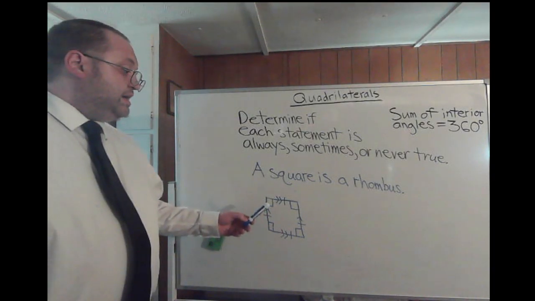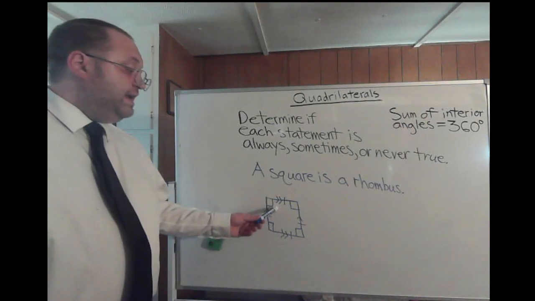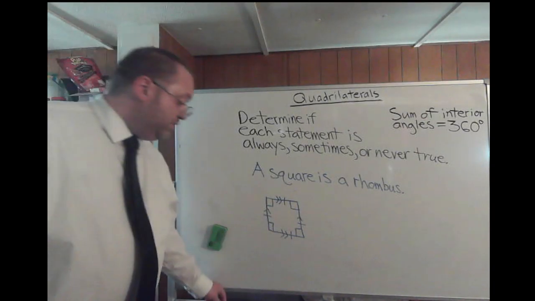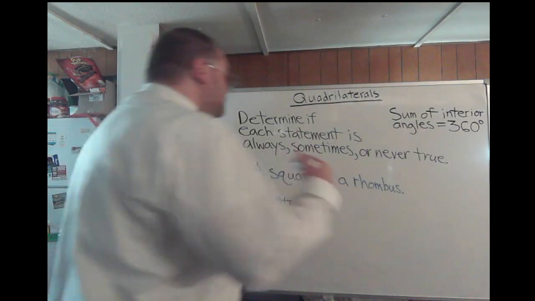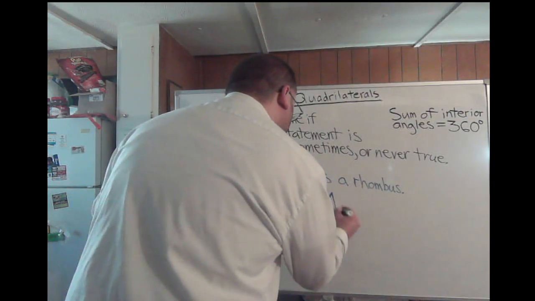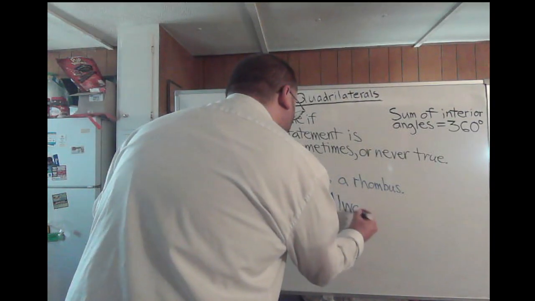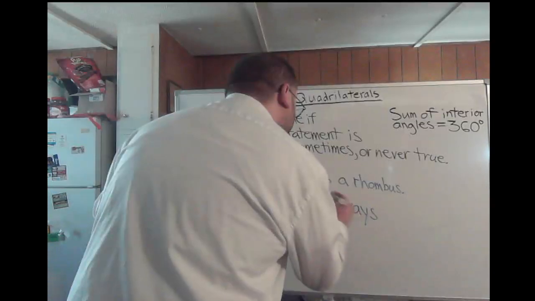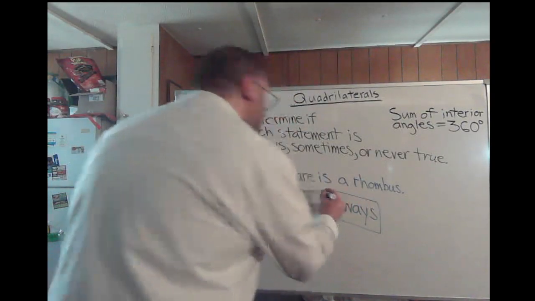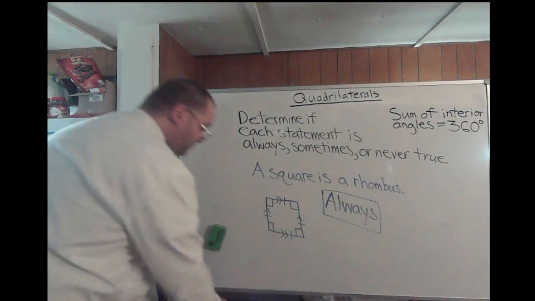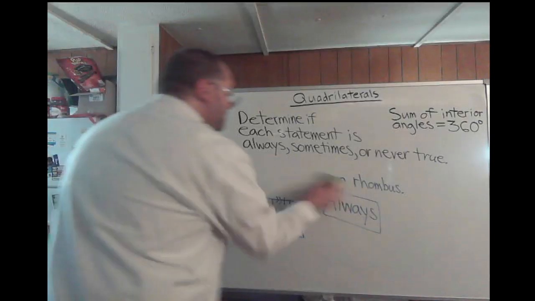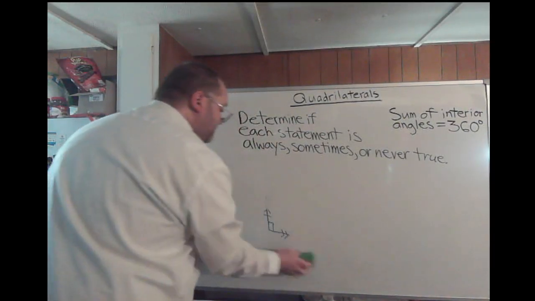Well, a square has all that criteria, and it adds that it has 4 right angles. So I'm going to say it's always true. It is always true. A square is always a rhombus. That is always true. Alright, we got 3 more statements here to work through.